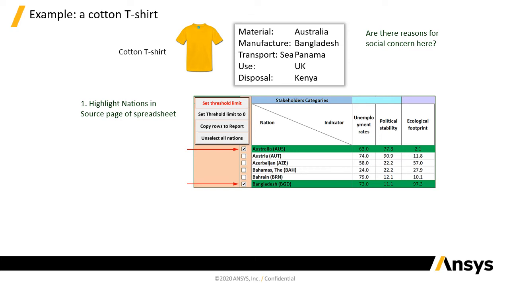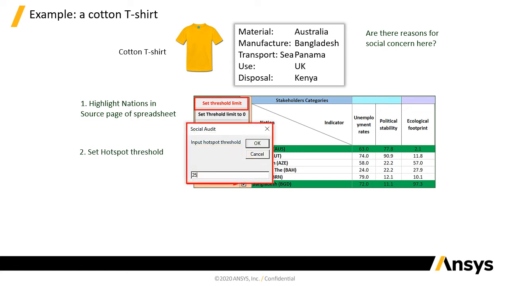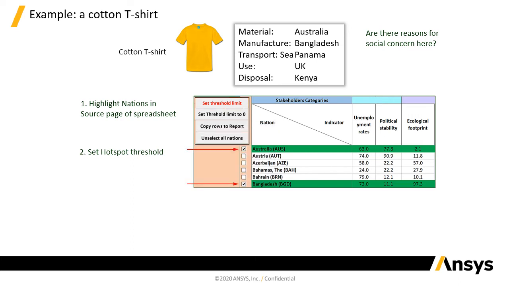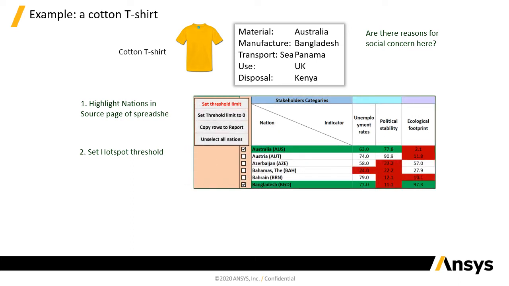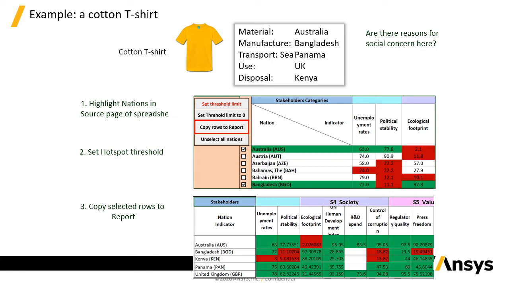So in the tool, we need to highlight nations in the source page of the spreadsheet, like Australia and Bangladesh, for example. We need to set the hotspot threshold, say 25. And then all the countries whose numbers are below this threshold will be highlighted in red. So we need to copy selected rows to report. And then they have this in the report. So only those countries which are related to our case study, and then the red will be those which are below the threshold, and the green which are above.